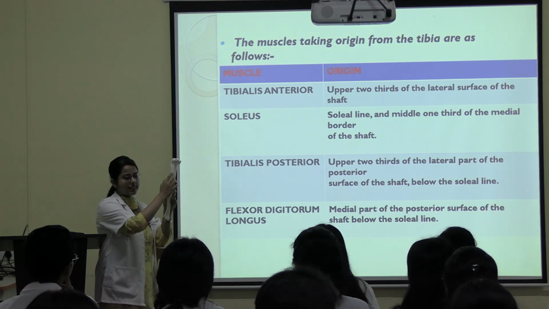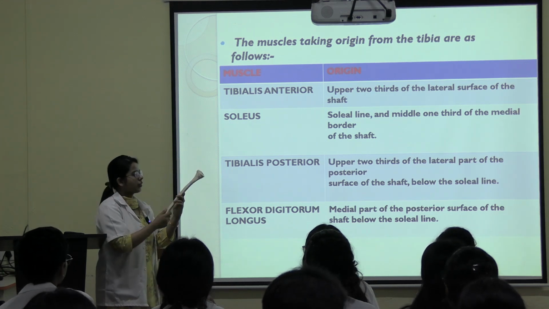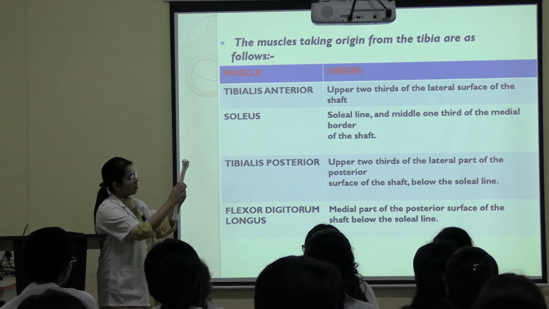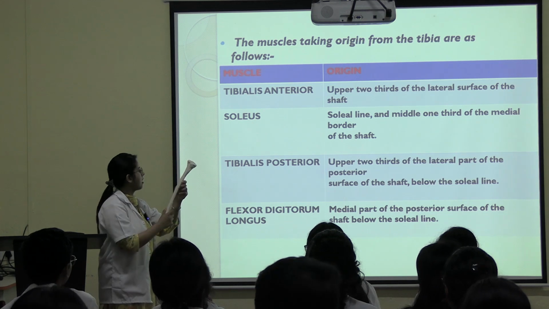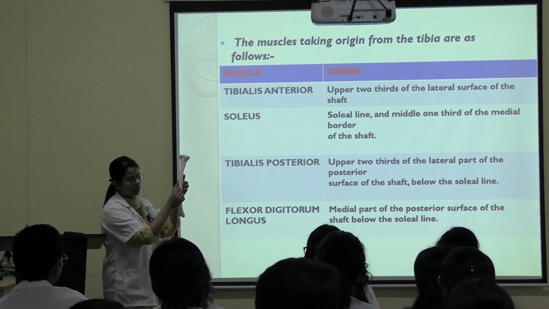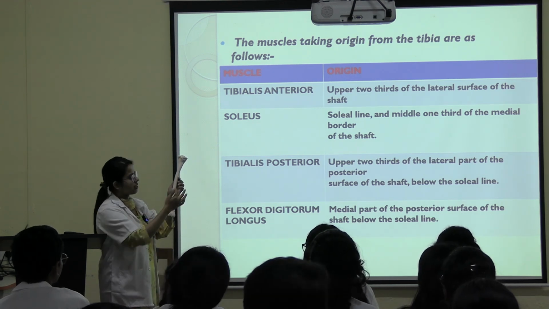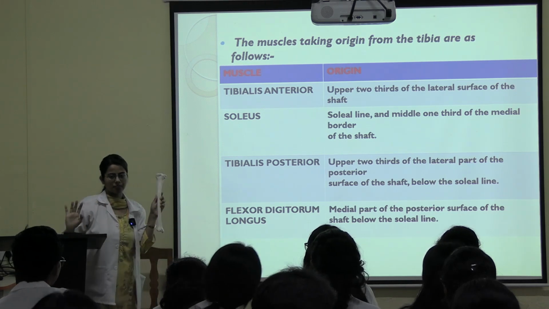So tibialis anterior from the upper 2/3 part of the lateral surface. Okay, soleus from soleal line and the middle 1/3 part of the medial border. Clear? Tibialis posterior in the lateral part of the posterior surface below the soleal line, and flexor digitorum longus in the medial part of the posterior surface below the soleal line. Clear?